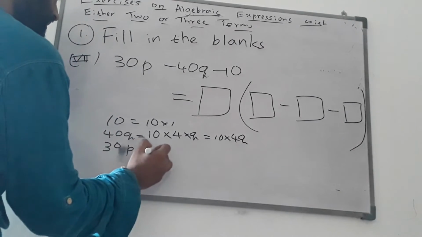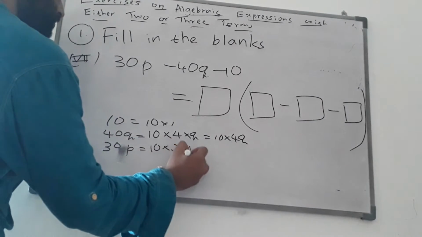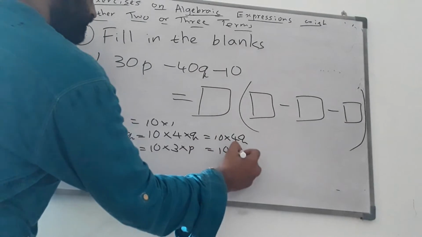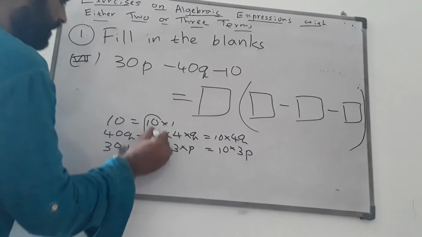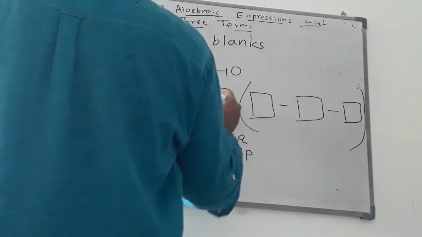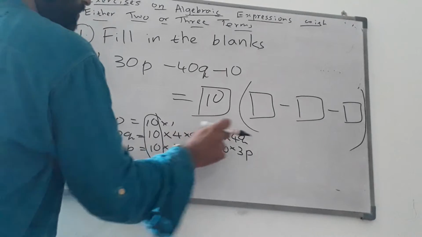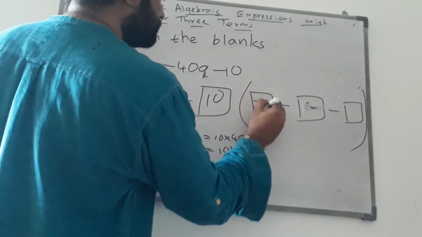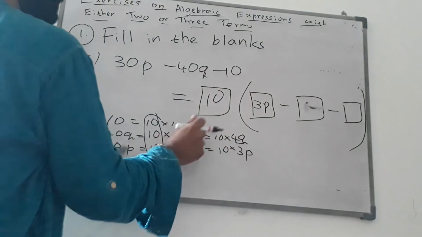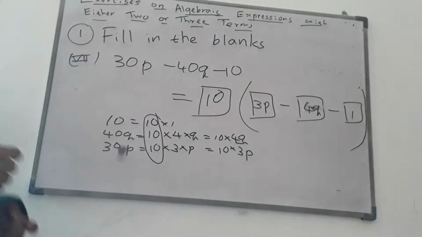30p can be written like 10 times 3 times p, 10 times 3p. So we can realize 10 is the highest common factor. So take 10 out. Remaining is 3p here, then 4q here. And 10 times 1 is 10, 10 times minus 1 is minus 10. Keep in mind.